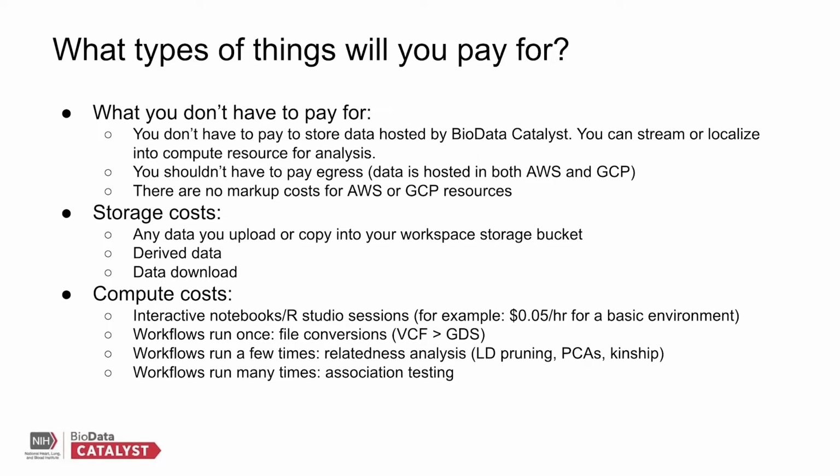For workflows, you might want to think about how many times you'll need to run a workflow in your analysis. Things that you might need to run only once are something simple like a file conversion. Things you might need to run a few times in association testing are relatedness analyses like LD pruning or PCA or kinship analyses. And there are things that you're going to need to run many times in your association testing. So again, when you're plotting out a proposal of how much you think this will cost, these are maybe also some things to think about as you write up your budget.